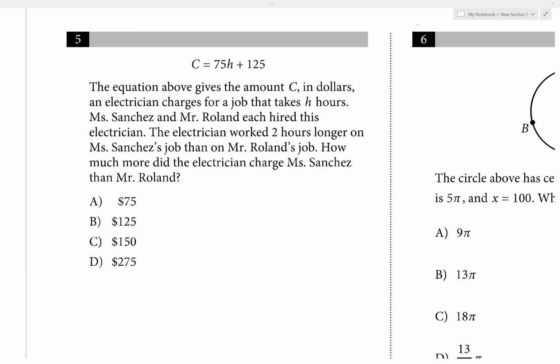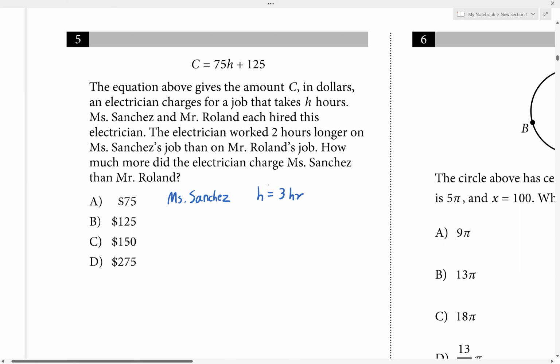Okay, so we know it's the same electrician, so it's the same model that we're going to use. We could just plug in some number, right? Say we're trying to compare the total cost for Ms. Sanchez. The electrician worked 2 hours longer on Ms. Sanchez's job. Let's just say Ms. Sanchez is like 3 hours, for example. Just use it as a test number.